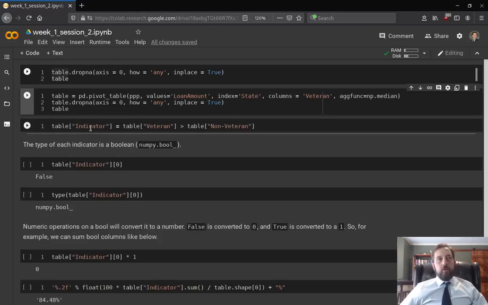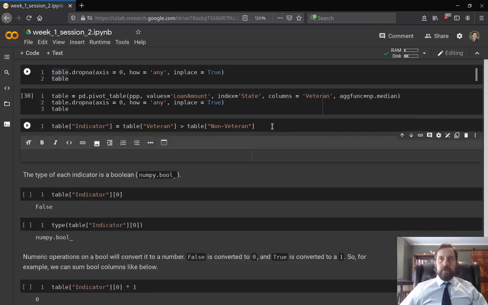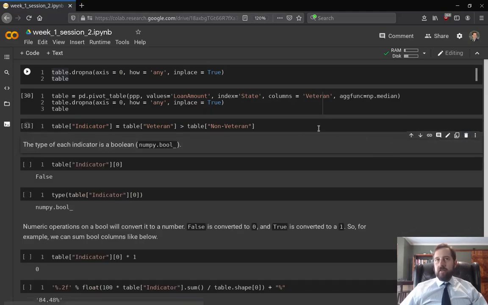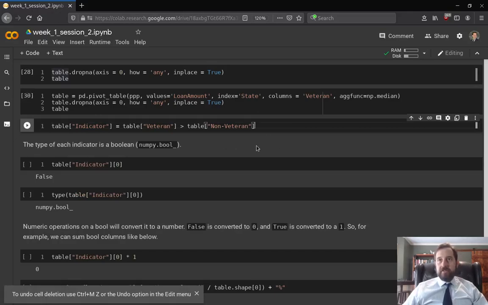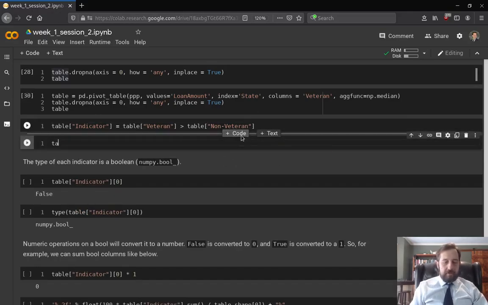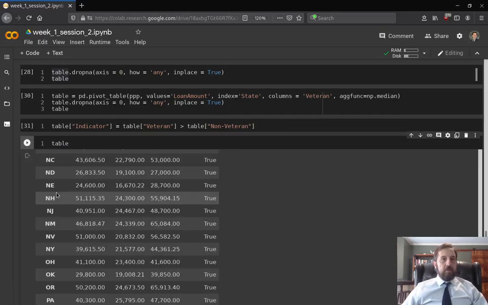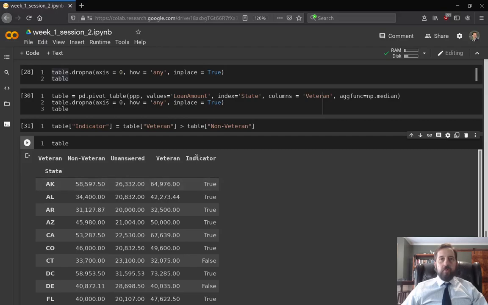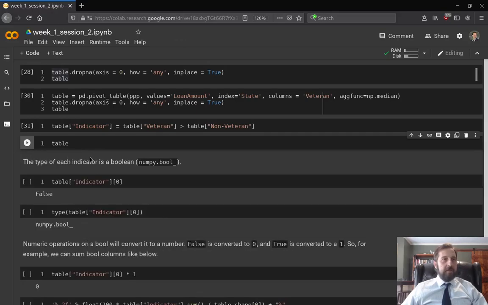So let's create a new column in our data frame. This is going to create an indicator column, and it's going to indicate whether the median veteran loan was greater than the median non-veteran loan. We can go ahead and run that, and let's take a look. I'm just going to add a cell here and print the table, and we should have a new column, which is that indicator. So this is true, this is true, right? Less, so it's false for Connecticut. Everything is behaving like we expect.